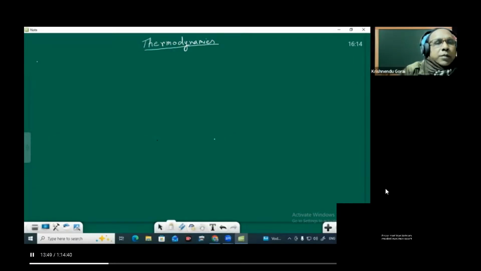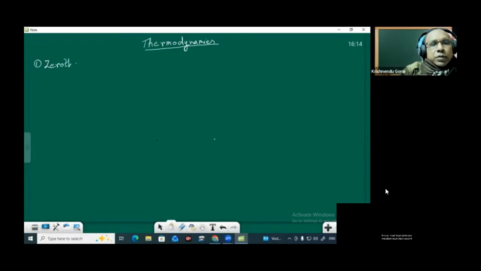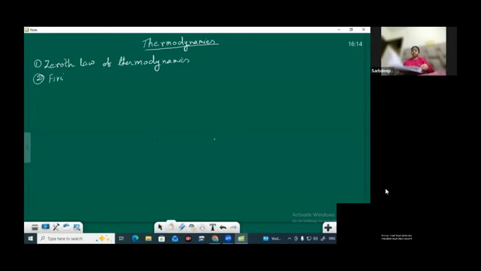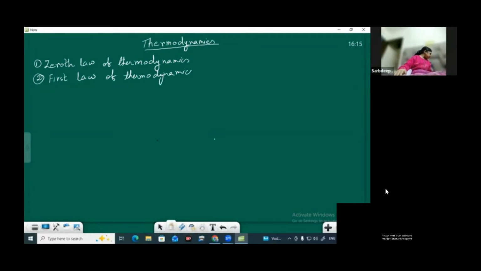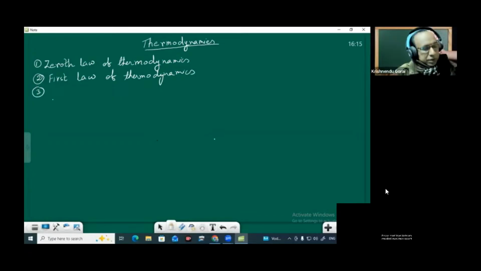In the previous one, we have already discussed three things. One is the zeroth law of thermodynamics, and it is about equilibrium. The second one is about the first law of thermodynamics, and the third is the second law of thermodynamics.